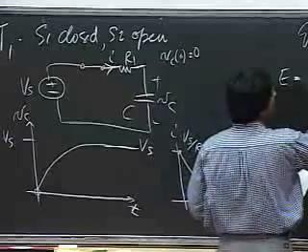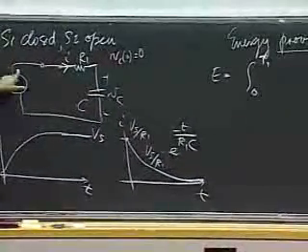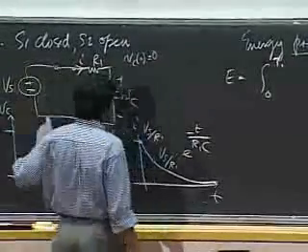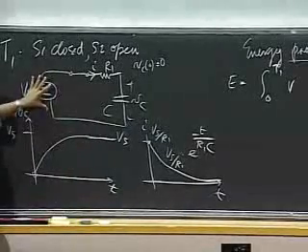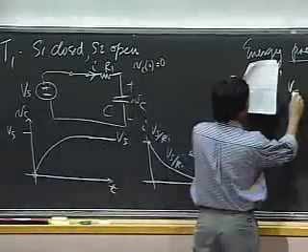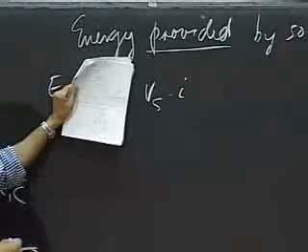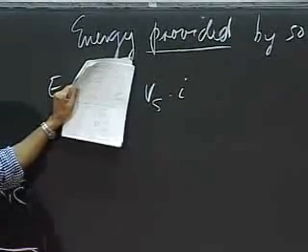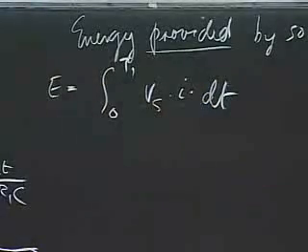So total energy is going to be the instantaneous power integrated over time. Remember, the instantaneous power is Vs times the current I. That's the instantaneous power. So to get the energy provided by the source in some time, I have to integrate that instantaneous power over the period of interest T1. That gives me the energy supplied by the source during T1.